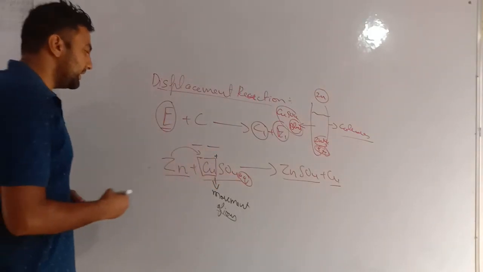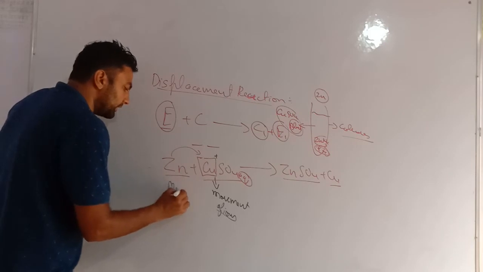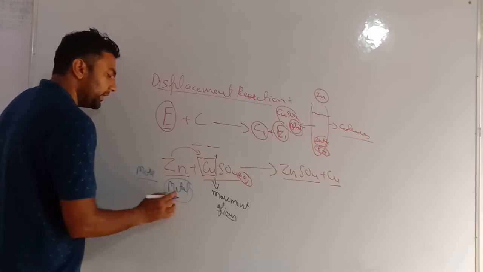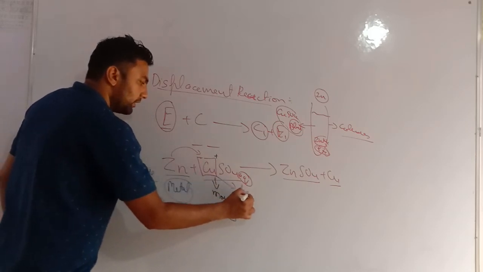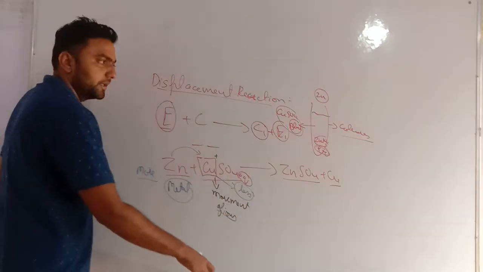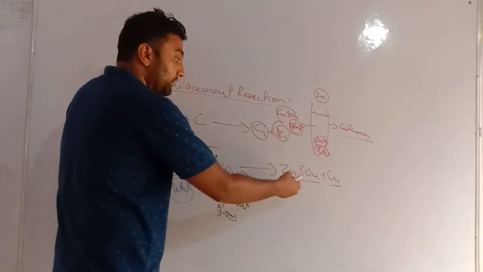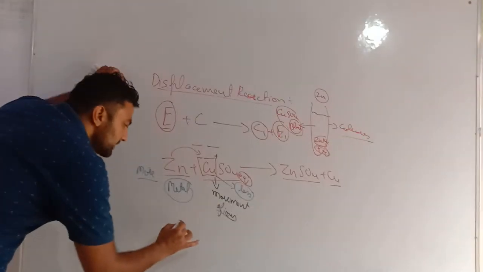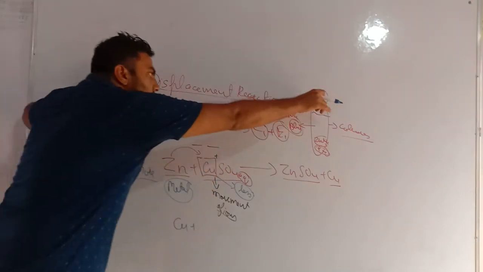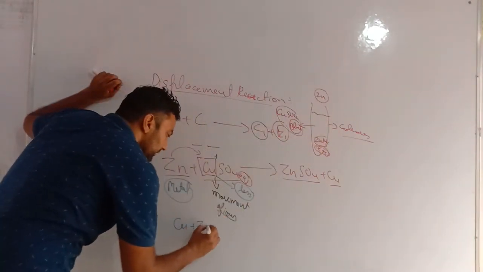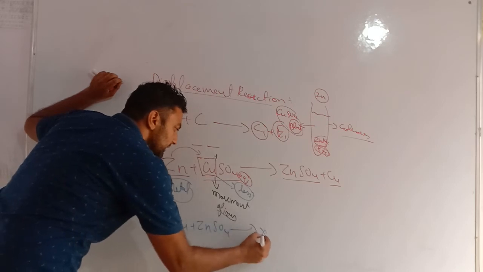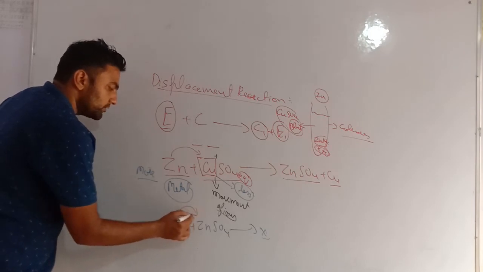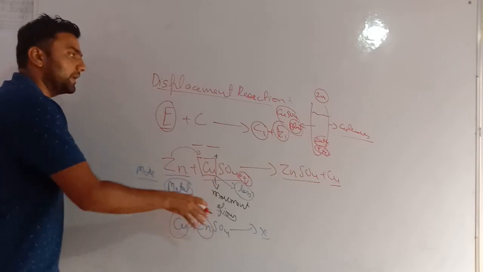What happens in this is that any more reactive metal displaces a less reactive metal from the solution, and we get a sulfate or a solution of that more reactive metal, and this less reactive metal is separated. If someone says copper granules are put into zinc sulfate, will any reaction take place? The answer is no. Why? Copper cannot take the place of or displace this zinc because copper is less reactive.